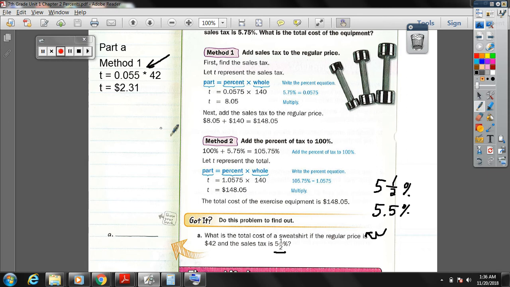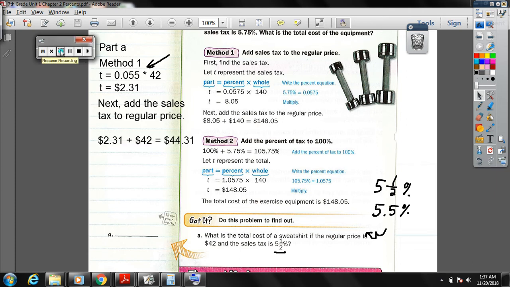Well, we're not done yet. We now have to add the sales tax to the regular price. So we add the sales tax to the regular price, and we get the value of $44.31. So if we wanted to solve it similar to method 1, in example 1, this is how we would do it. Now let's take a look at how this would go if we did method 2.